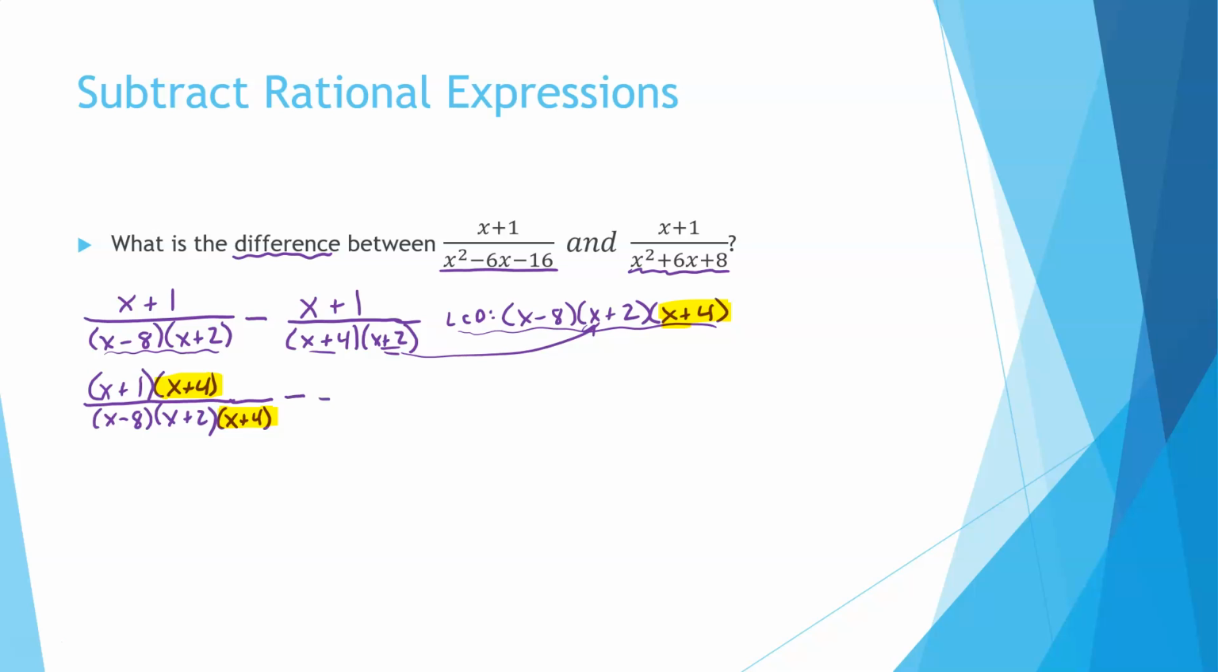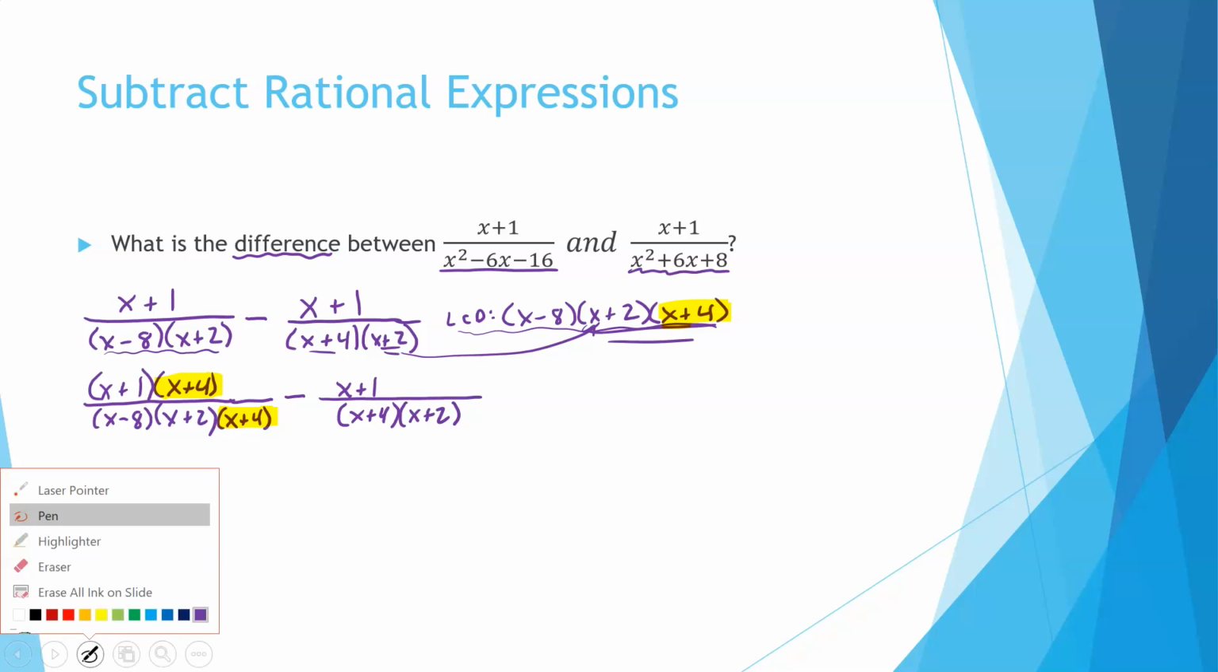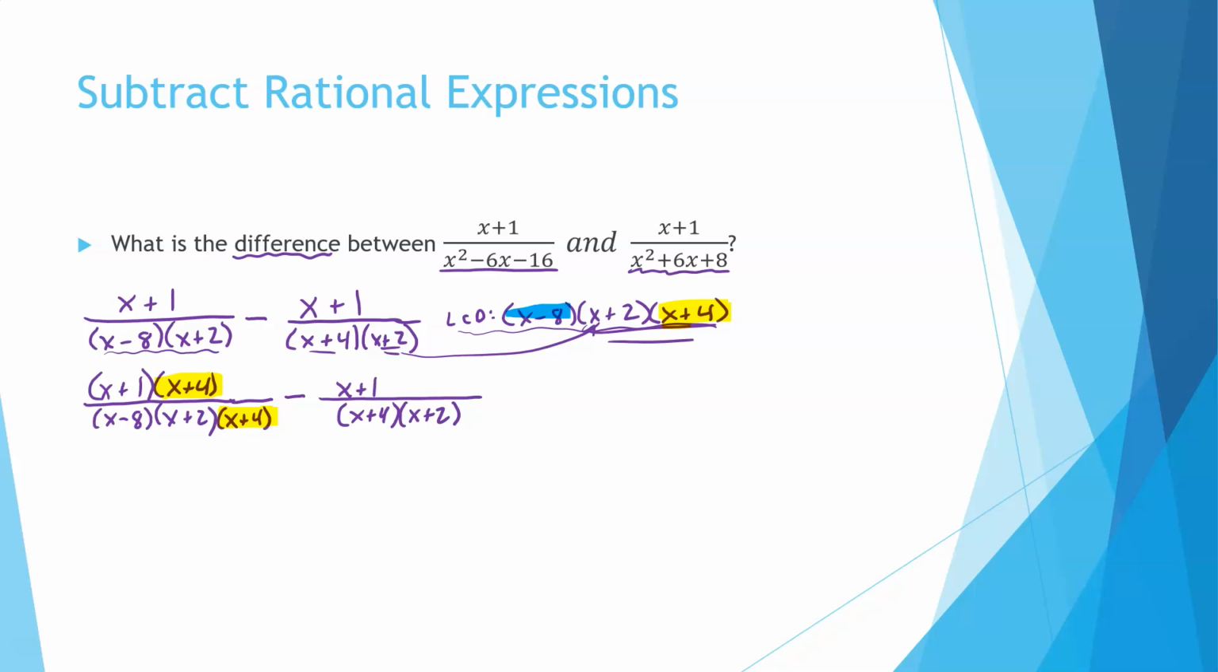Don't forget to subtract. My second fraction starts with an x plus 1 on top, has an x plus 4 times x plus 2, which means it has these two pieces, but that one is missing the x minus 8. So I need to multiply the bottom by an x minus 8 to have the least common denominator, which means I will also need to multiply the top by that amount. So I multiply the top and bottom by x minus 8. Once again, because I am multiplying by a binomial, I have to remember to put that x plus 1 in parentheses.